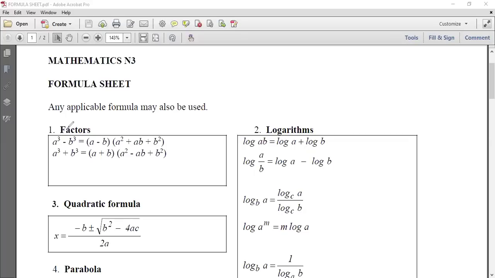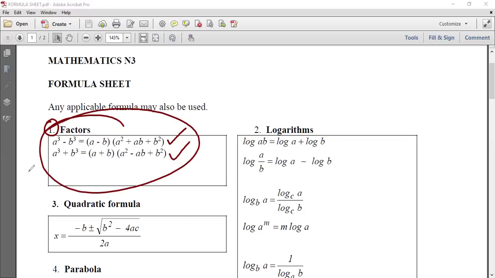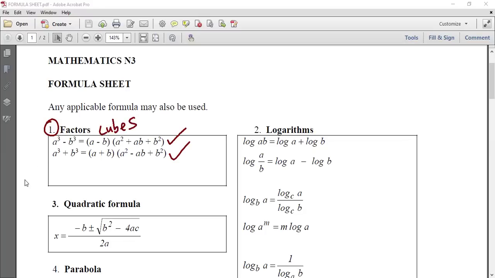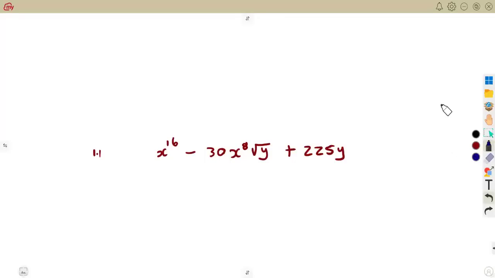So these ones, the factors, a cubed minus b cubed. They are testing you about these factors. And also, this is the sum and difference of two cubes. So these are two cubes. Remember, we've got the difference of two squares. We do not have a sum of two squares, guys. We have a difference of two squares. All right. That's another part that you need to consider.